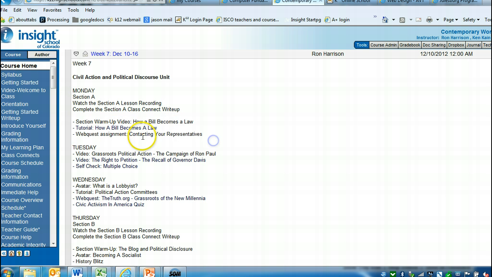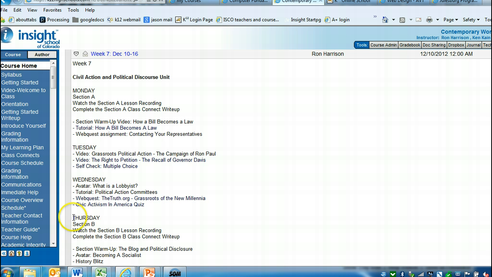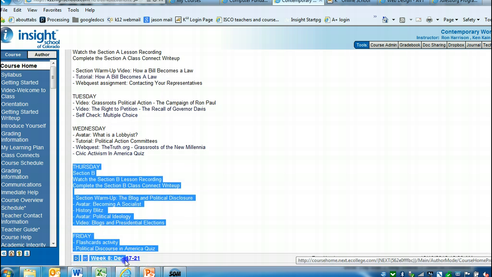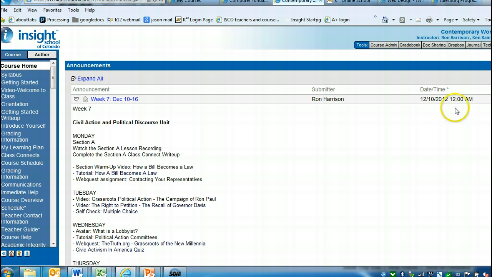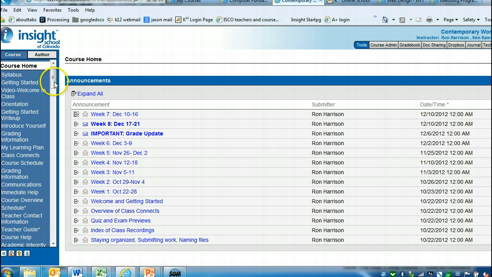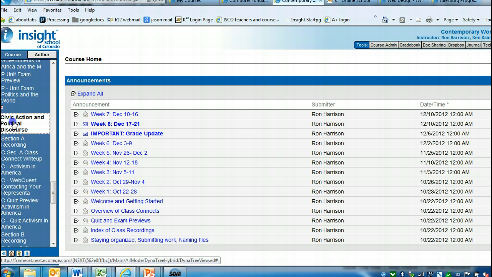So all the activities for Section A are on Monday, Tuesday, and Wednesday. And then Thursday and Friday, you go in and do Section B. Then next week, in week 8, we'll have Section C and D. And then that will wrap up the course. So this is Civic Action and Political Discourse. So if we move down to that unit, here we are.